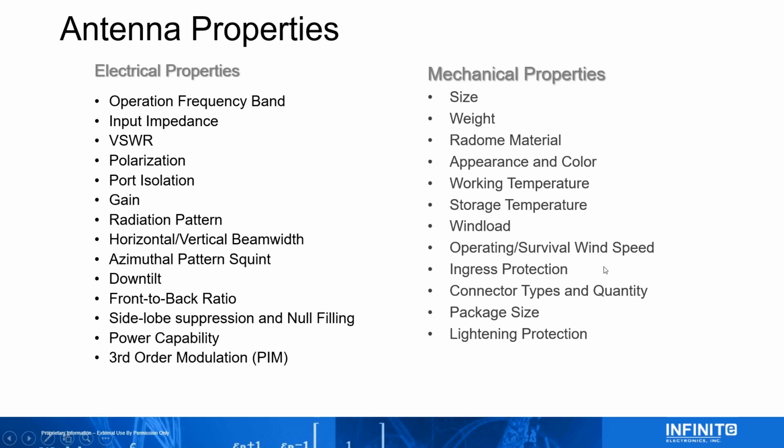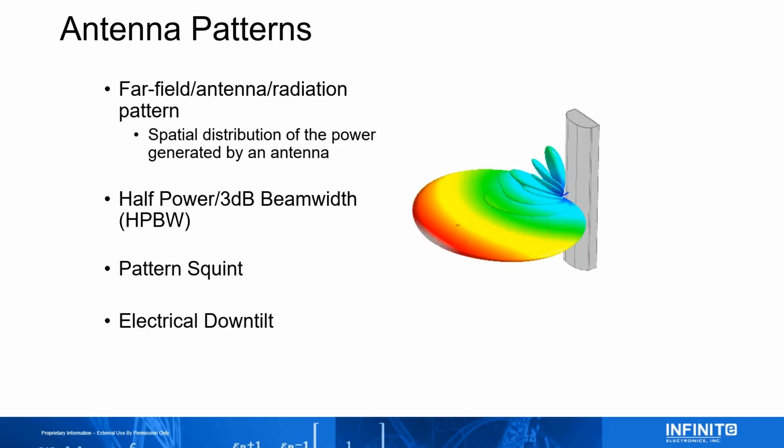And it's not just electrical, it's mechanical. How big is the antenna? What does it look like? What type of wind loading does it have? Ingress protection: most antennas typically aren't ingress protected because they have a drain hole in them, but there definitely are some versions that are. And then the type of connectors. Connector type is very important because you want to make sure you have the right cable that goes with that antenna and radio.